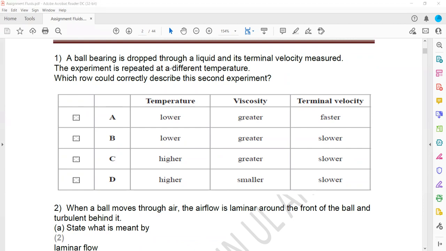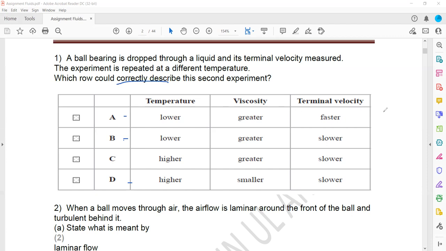The experiment is repeated at different temperatures. Which row could correctly describe the second experiment? So what happens if we increase the temperature: the liquid will flow easily, so viscosity will decrease. And if we decrease the temperature, the viscosity will increase. So if we lower the temperature, viscosity is greater, so either A or B will be the answer, or if we increase the temperature, the viscosity will be smaller, so D can be an answer.